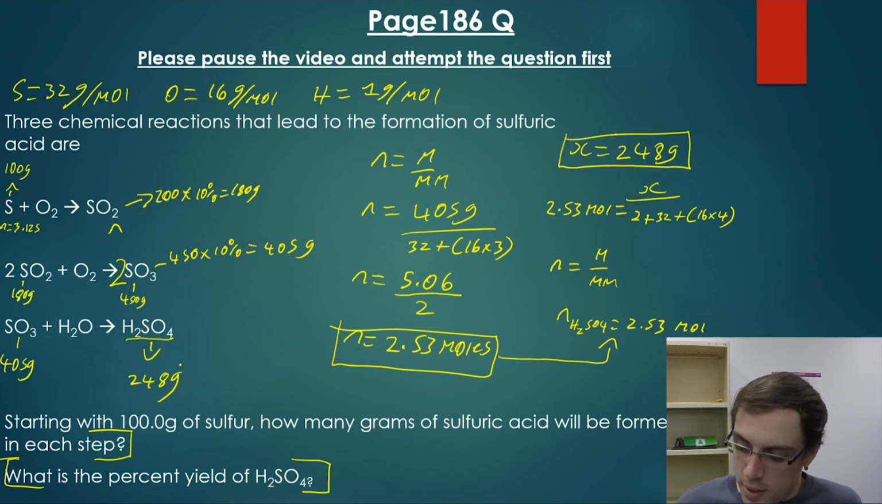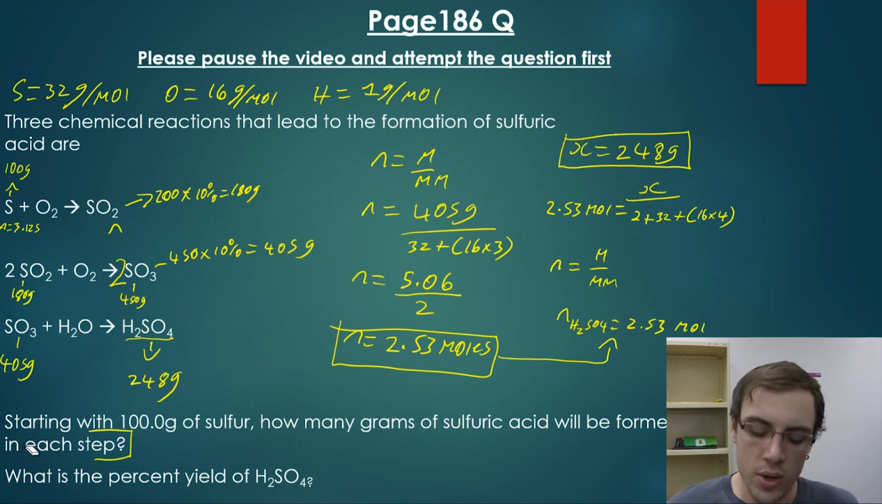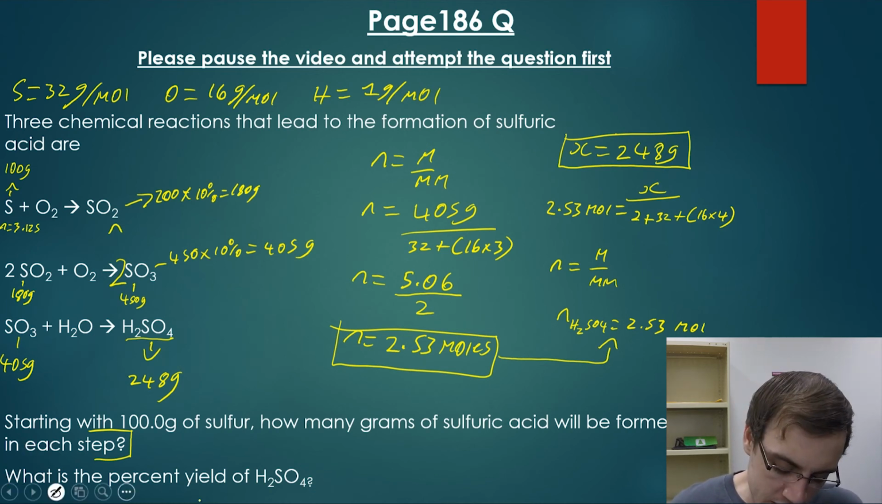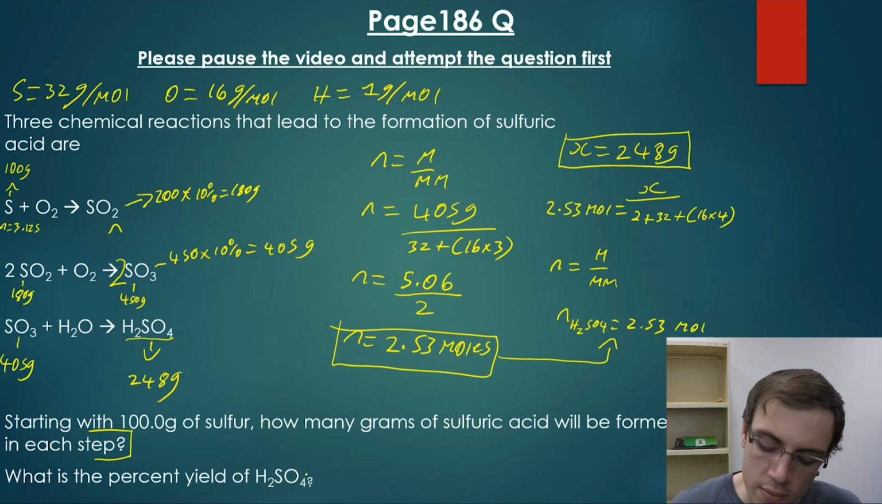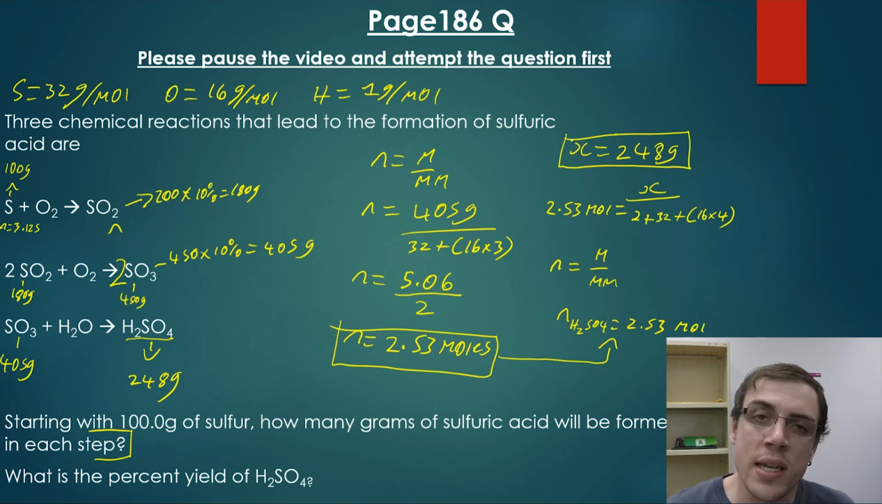Okay, so that was a very hectic question. It was very full on. We did a lot. But we're not out of the woods just yet. Because in order to calculate the percent yield of H2SO4, this would be our actual yield. Because it's going, assume a 10% loss in each step.